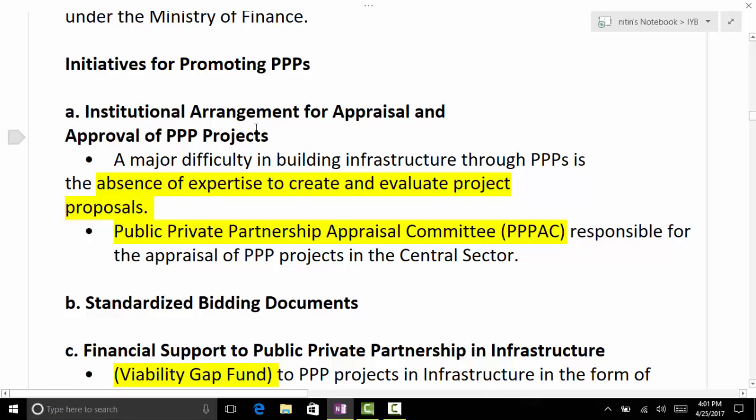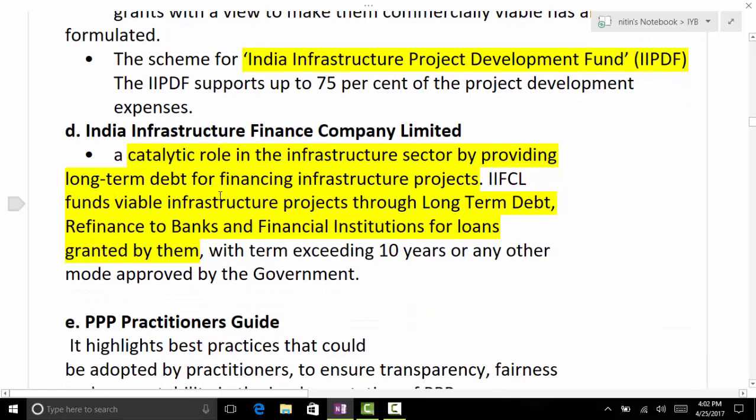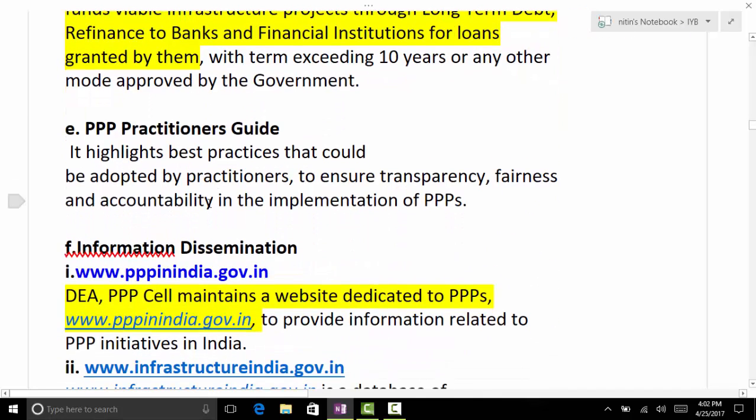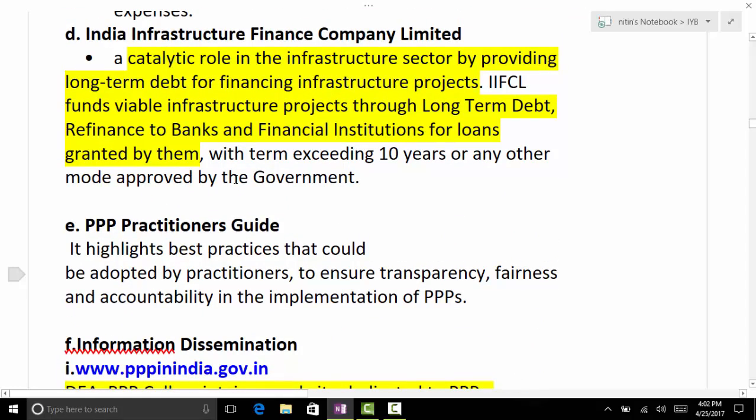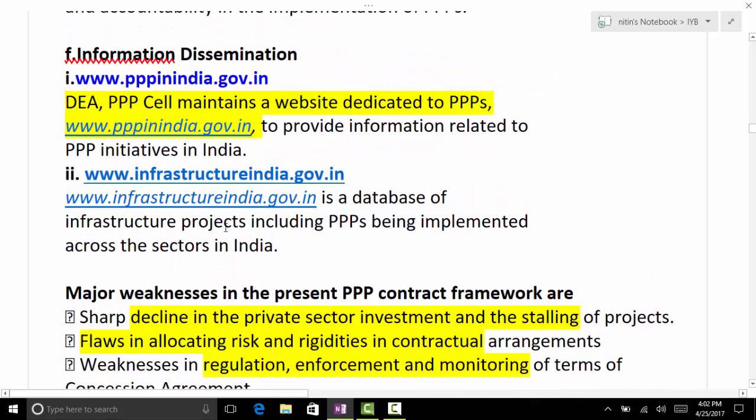So what are the initiatives for promoting PPPs? There is the Triple PAC, the Public-Private Partnership Appraisal Committee. There had been issues regarding institutional arrangements for appraisal and approval of PPP projects, so this appraisal committee is there. Then standardizing the bidding document. Then financial support by VGF, Viability Gap Funding. Then the Indian Infrastructure Finance Company Limited. Then there are ways of helping those projects through practitioner guides and information dissemination, given on PPP India .gov.in and all these things.